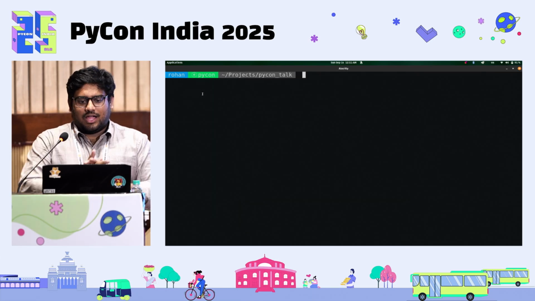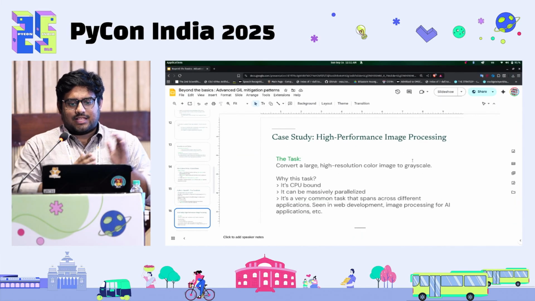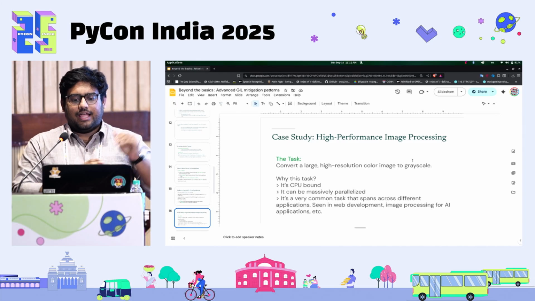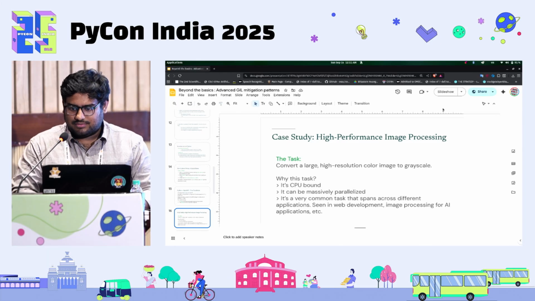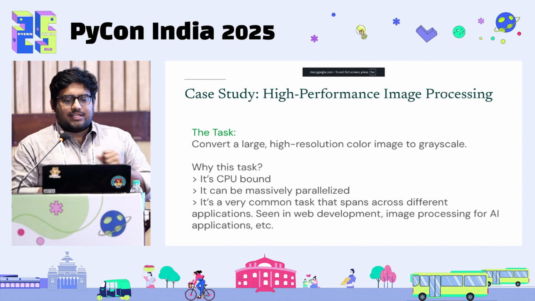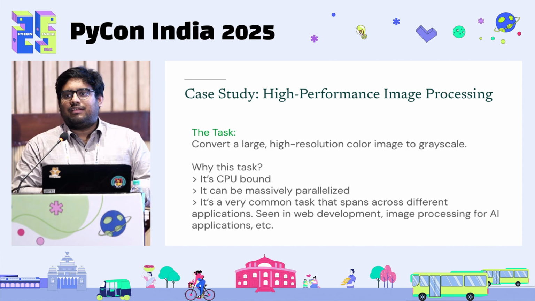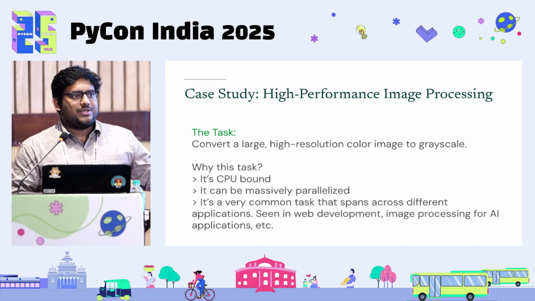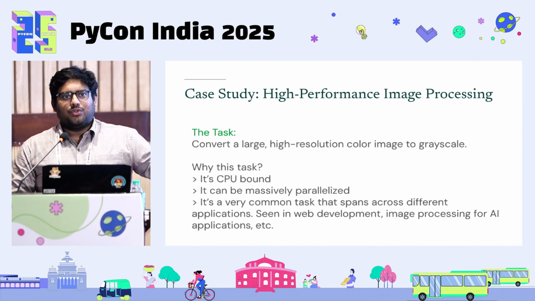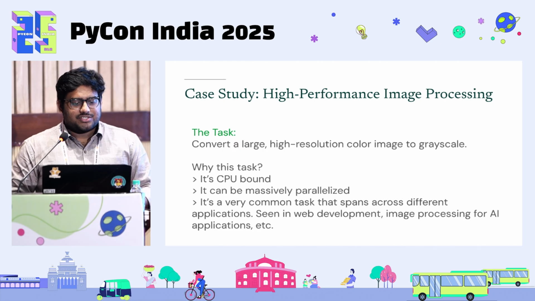Okay, great. Now let's go to our case study, which is high performance image processing. So the task here is to convert a very high resolution color image to grayscale, right? Simple task. I believe anybody who has dealt with computer vision or even done a little basic Pillow image editing knows that you can convert anything into grayscale. It's very simple. It's just a simple function call.